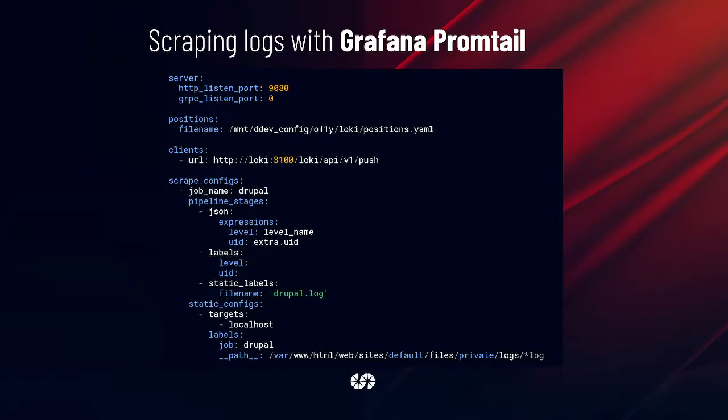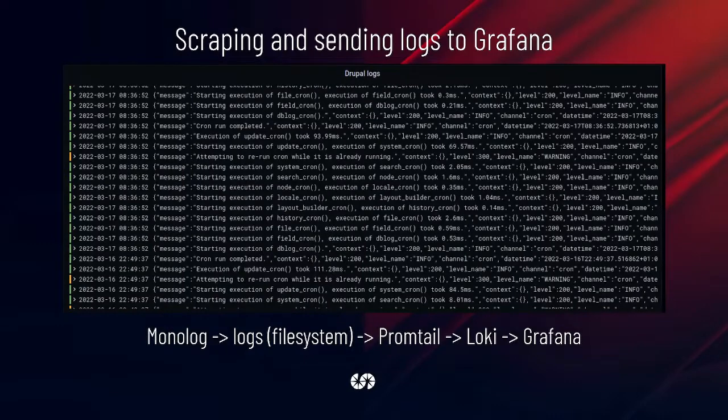Configuring Promtail is quite easy. The important part is that you have to specify the path where the logs are in Drupal. If you want to extract some information from the JSON and expose it as labels to Loki and Grafana, and then the endpoint of the Loki collector that will aggregate and store all the logs. At the end, on the Grafana dashboard, we can create a panel like this with all the logs generated and recorded in Grafana itself. So basically, we are using Monolog to generate logs to the file system, then Promtail that reads the logs and sends them to Loki, and then we are using Grafana to query and show all the logs.